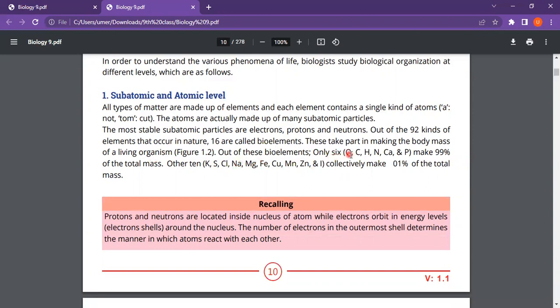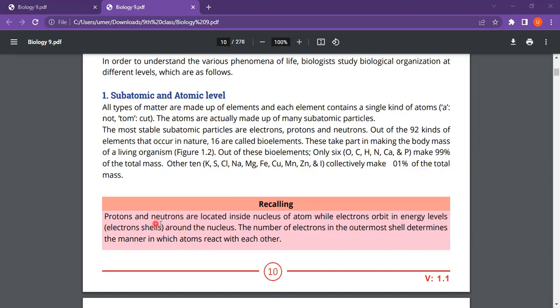Out of these bioelements, only 6, oxygen, carbon, hydrogen, nitrogen, calcium, and phosphorus, make 99% of the total mass. The other 10, potassium, sulfur, chlorine, sodium, magnesium, iron, copper, zinc, iodine, and others, collectively make 1% of the total mass.